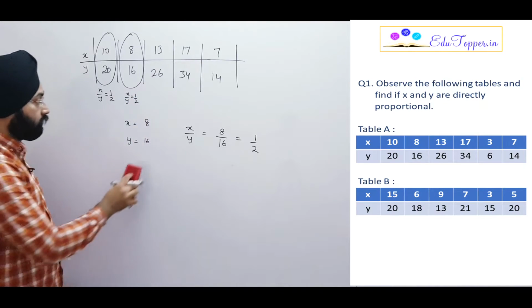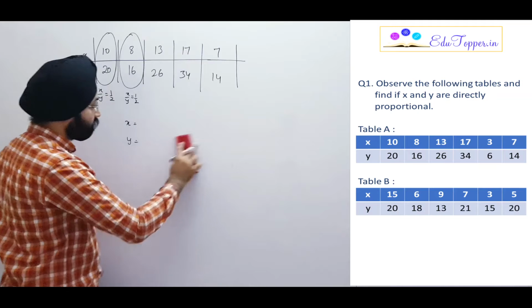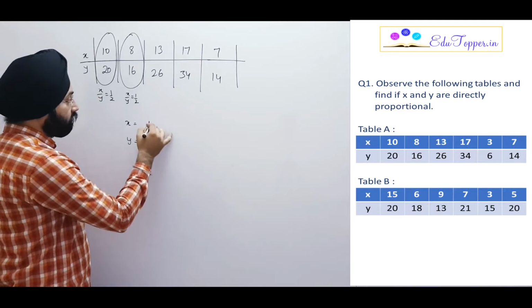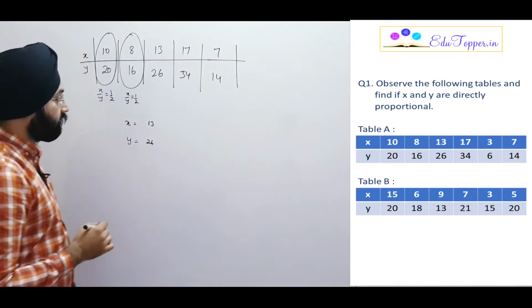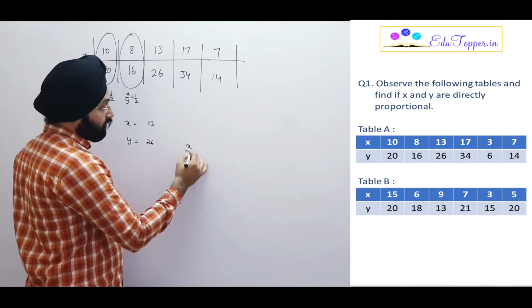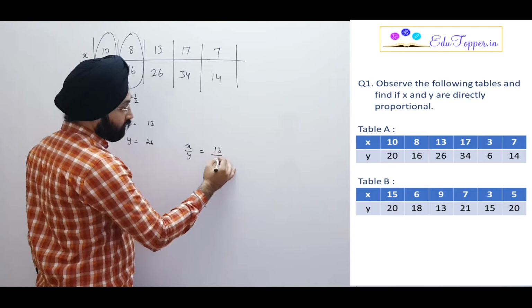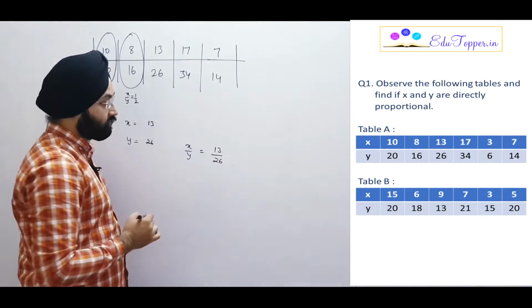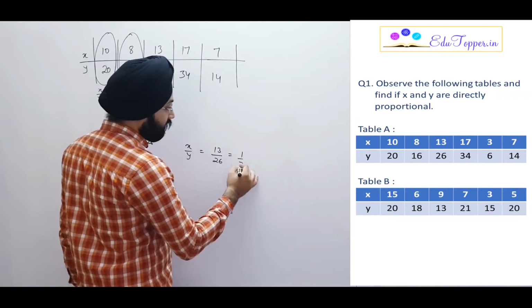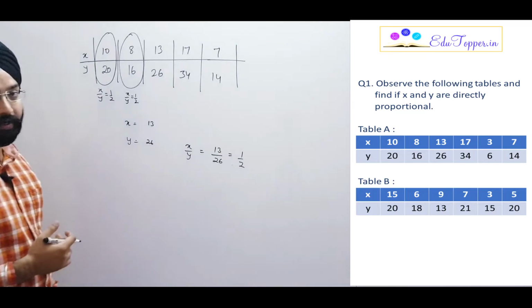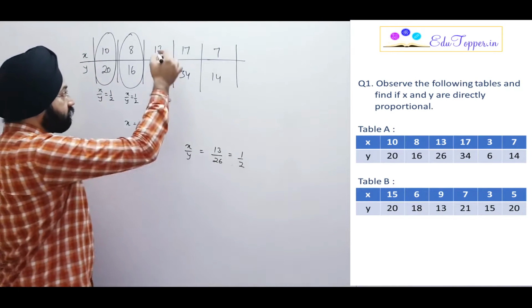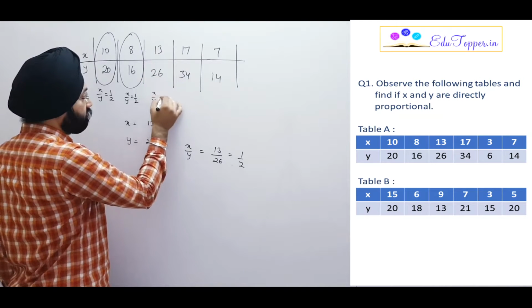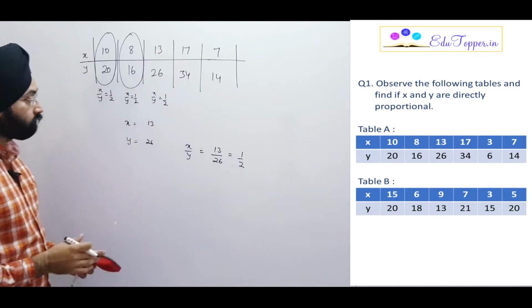Now let's take the third case. When x is 13, y is 26. In this case also, x by y is 13 by 26. That can also be simplified further to 1 by 2. 13 ones are 13, 13 twos are 26. So in this case also we get x by y is equal to 1 by 2.